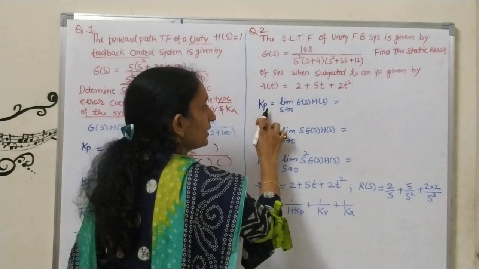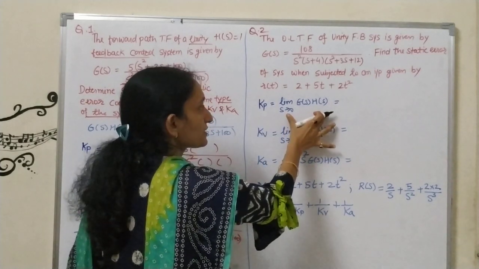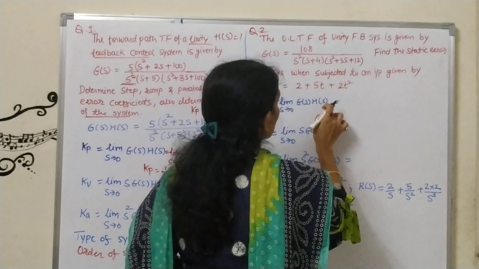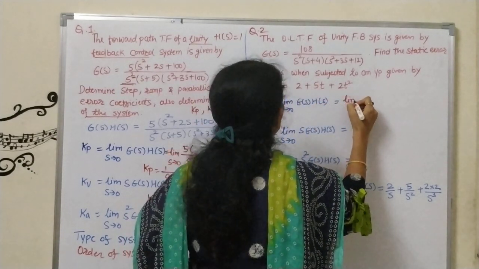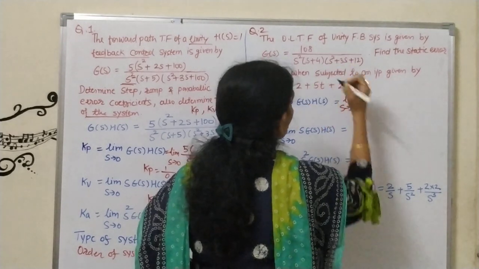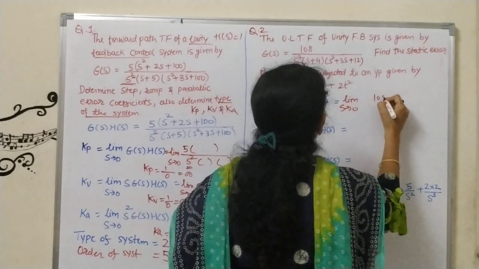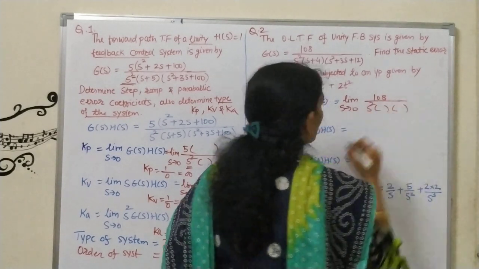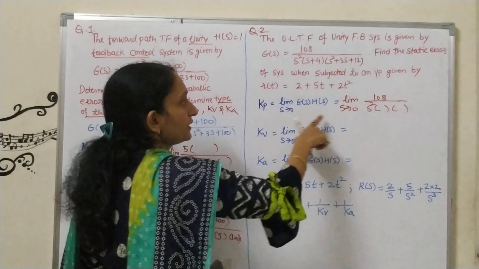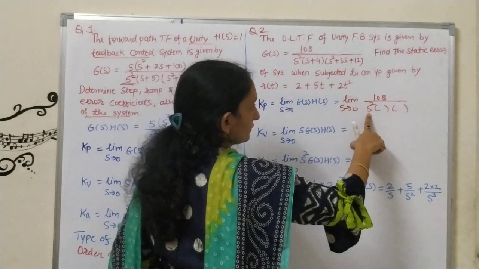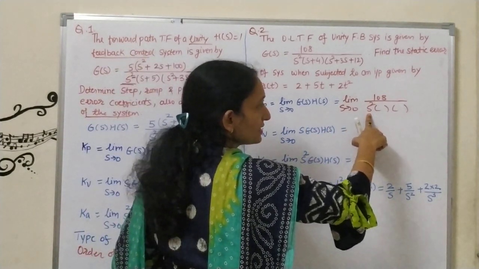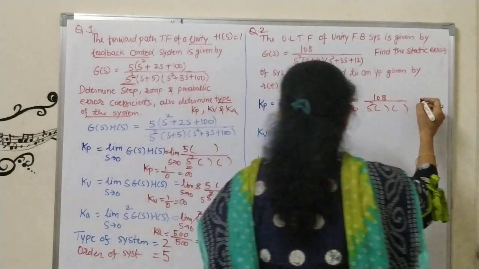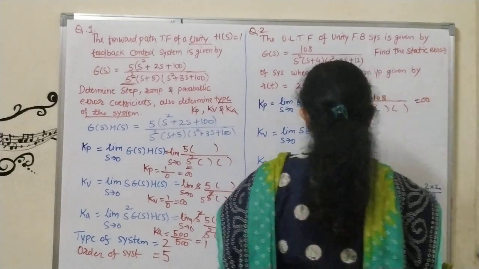Again, see the formula here, Kp. Now you remember this formula. So what I will do, I will substitute G of s, H of s here. So limit s tends to 0. Look at this, G of s. Okay. So 108 upon s square, this bracket. Okay. So again you can check that when I take the limit here, there is a term s square. So this s square is 0. So definitely Kp is 1 by 0, which is nothing but infinity. Okay. So I am getting infinity here.